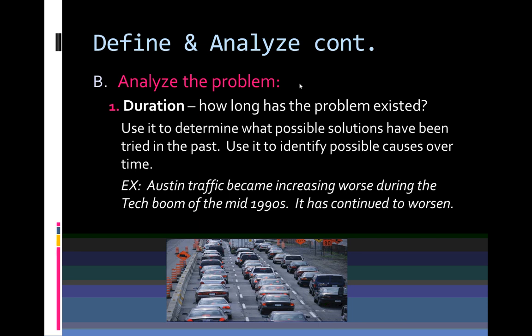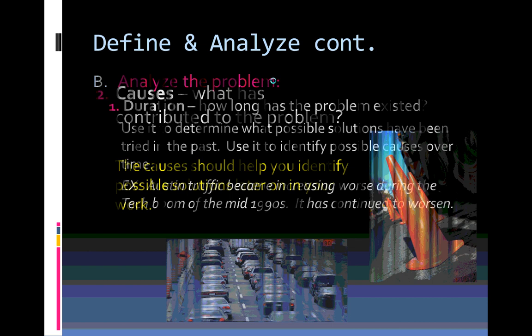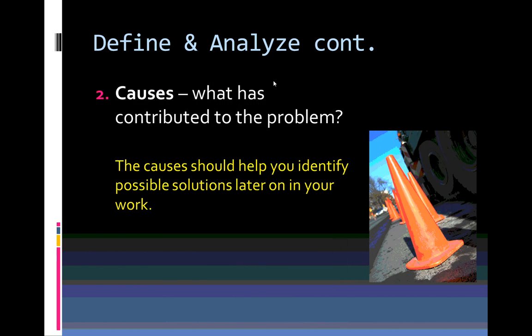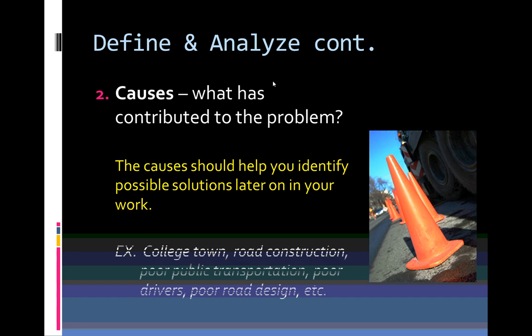The second subpart of analyzing the problem is to take a look at the causes. What has contributed to the problem? Now the main purpose for looking at the causes is to help us identify possible solutions later on in your work. Supposedly, you look at a cause, then you take care of that cause, it will give you a possible solution. So, for Austin's traffic, you would have the fact that we're a college town and a lot of students.